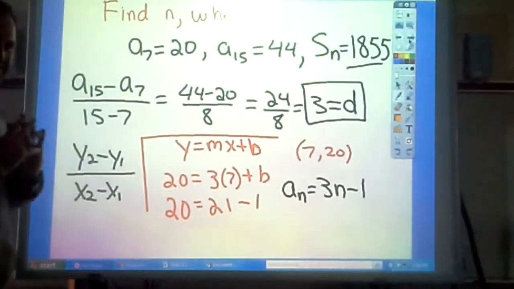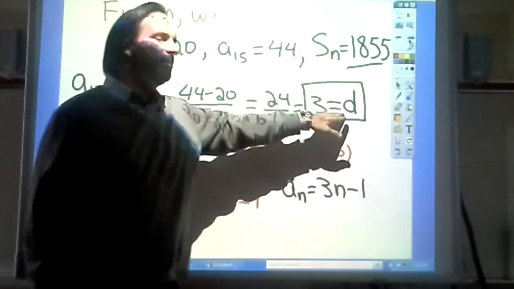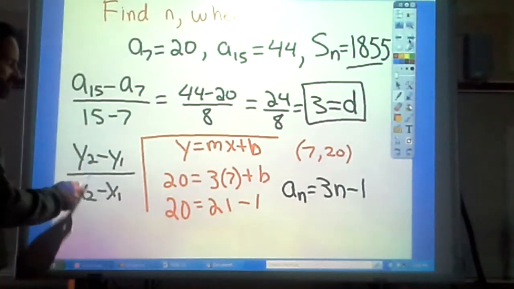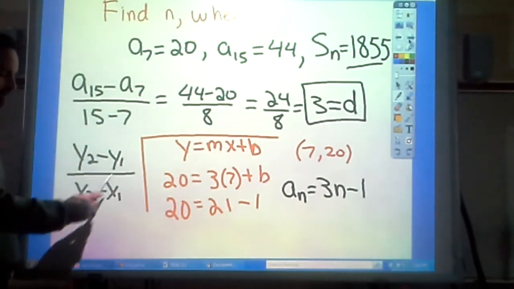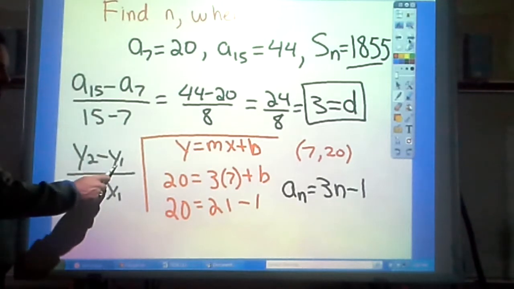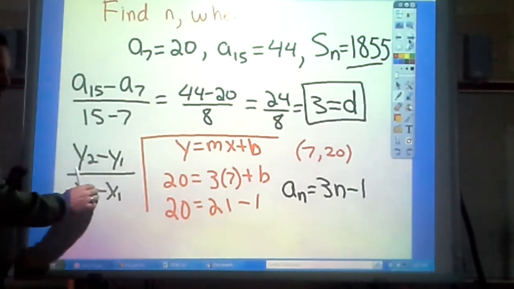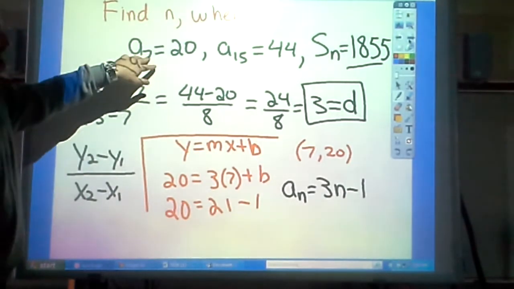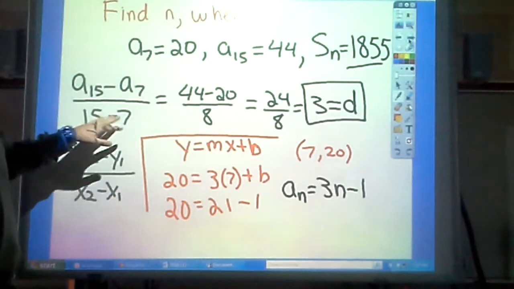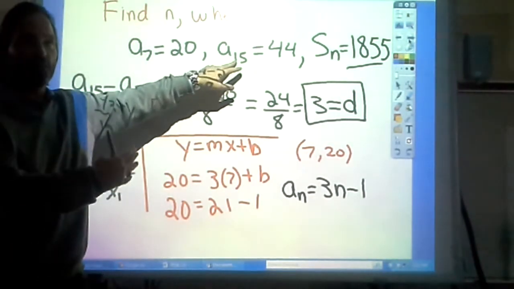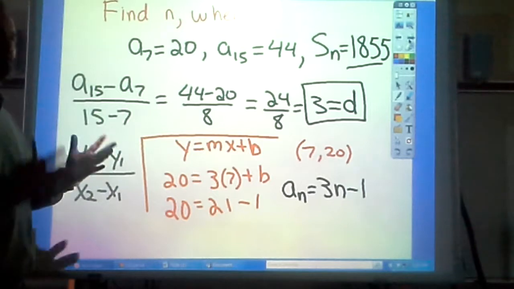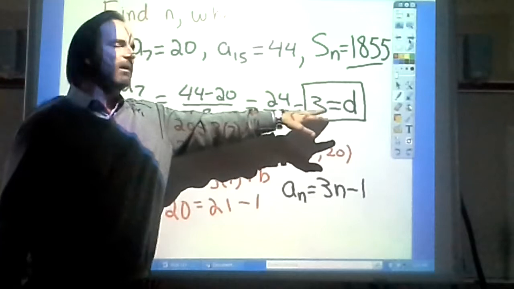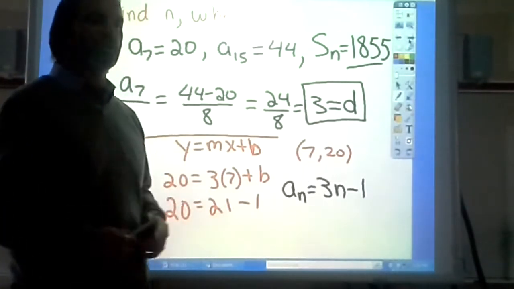But remember, your common difference is the slope of a linear equation. Notice how I can use the slope formula. Output minus output over input minus input: y2 minus y1 over x2 minus x1. Here's my y2, that's a15 minus a7, 44 minus 20, and 15 minus 7. 15 is what you plug in for n. It's kind of common sense, but I want to show you how it relates to slope. 24 over 8, there's my 3 common difference. It's also the slope of a linear equation.